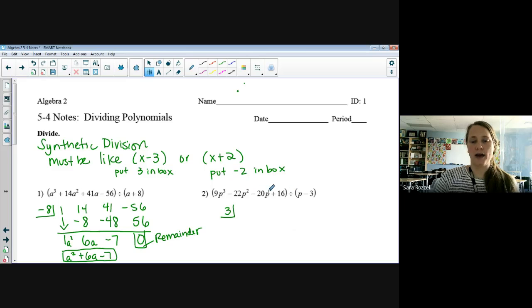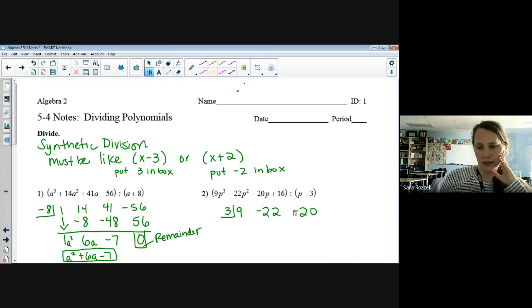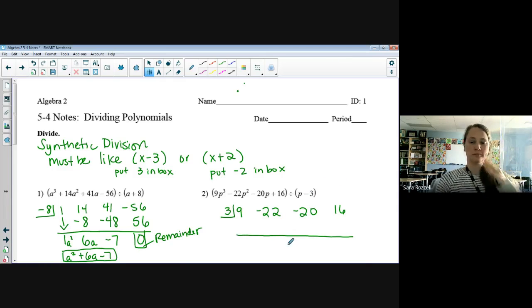Okay. Then I'm going to write my coefficients across. You always go from highest power to lowest power. You need one number for every single power. This one has it all, but we'll see in a second what needs to happen if we don't have one. So I'm going to write my coefficients: 9, -22, -20, and 16. Where do you get 3 from? That's in that little box, right here, what we're dividing by. You always change the sign of what's in those parentheses. And then leave a space because we're going to fill it in.